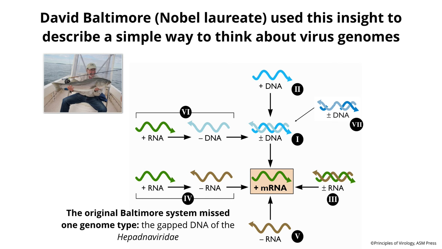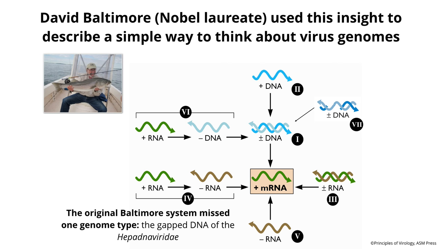So those were the 6 classes that Baltimore put on his scheme. The 7th class in the upper right here wasn't known at the time when he made this chart. It was added later. This is the gapped double-stranded DNA of hepatitis B viruses, or hepadnaviruses. So this is double-stranded DNA, but it has a gap in one strand. And this cannot be made into mRNA. It has to be repaired first and made completely double-stranded. All the gaps have to be repaired. And then the double-stranded DNA can be used as a template for mRNA synthesis.